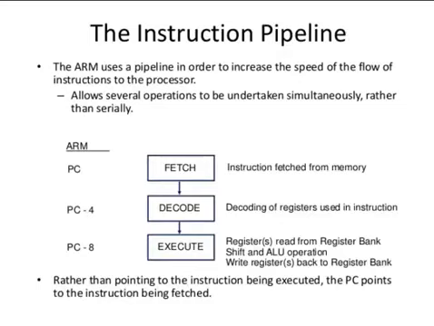So again we will revise the instruction pipeline. In ARM, we get the instruction in the fetch stage. Then in the middle stage we decode it. In the third stage we execute it. Execution includes register bank, shift, and ALU operations.